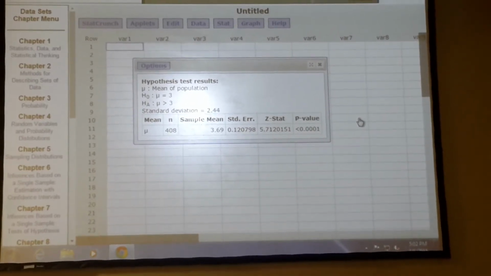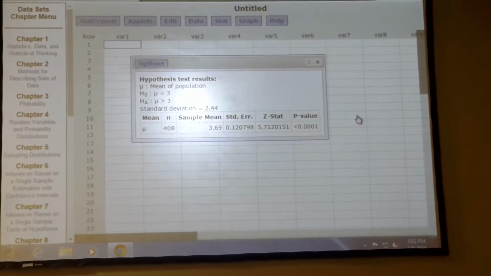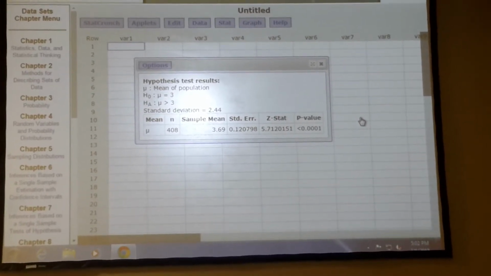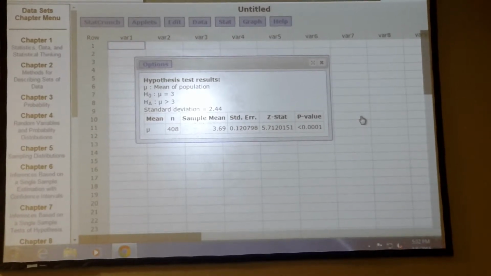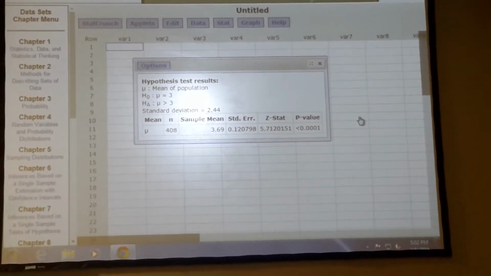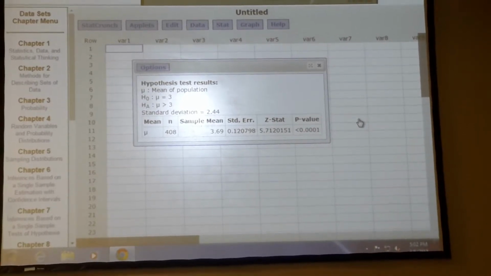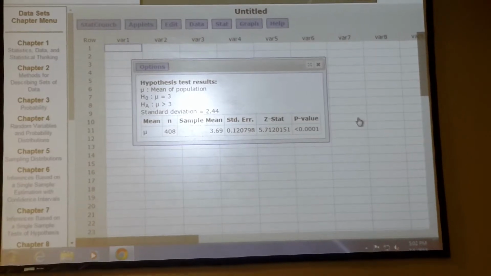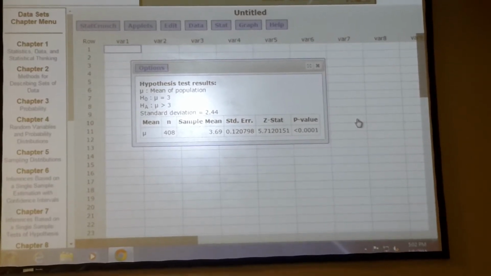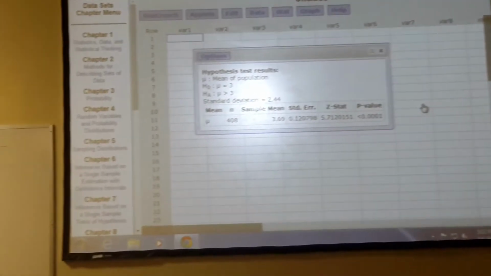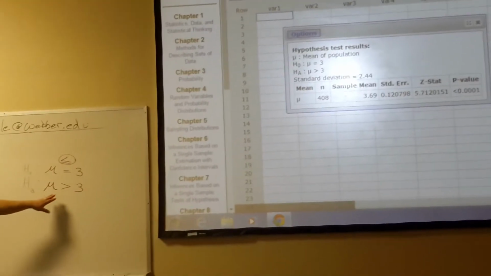We can see that the sample mean was in fact 3.69 as the problem had told us, and our p-value here is less than 0.0001. There is less than a 1 in 10,000 chance that we would be making a mistake, that we would be wrong in concluding that the population mean is truly greater than 3.